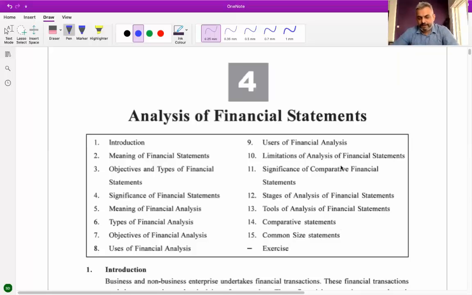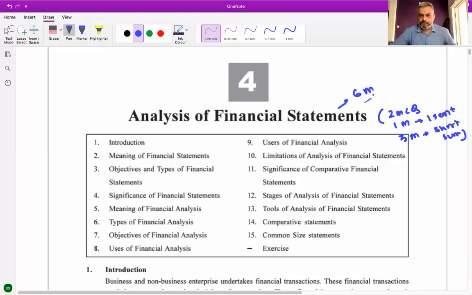Okay, so today we are starting with the new chapter, analysis of a financial statement. Now, this chapter is basically 2 marks MCQ, 1 mark answer in one sentence. Okay, so in short, and 3 marks or short sum. So total 6 marks from this chapter as per the current syllabus and current paper style. Okay, so very scoring and very simple chapter.